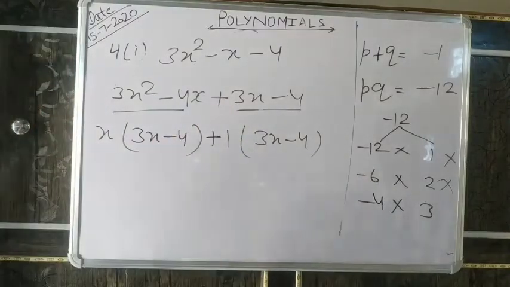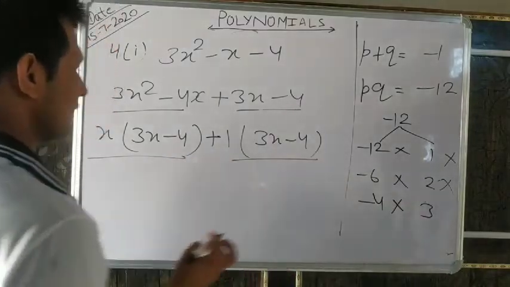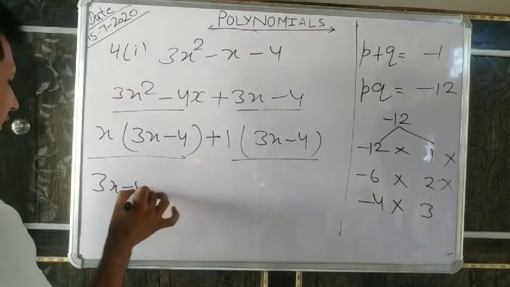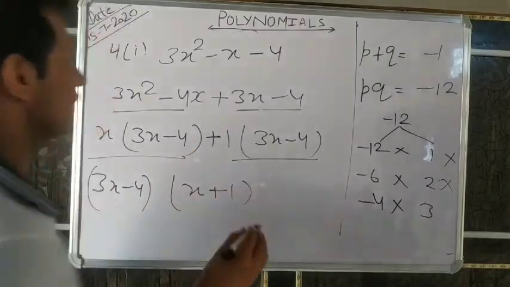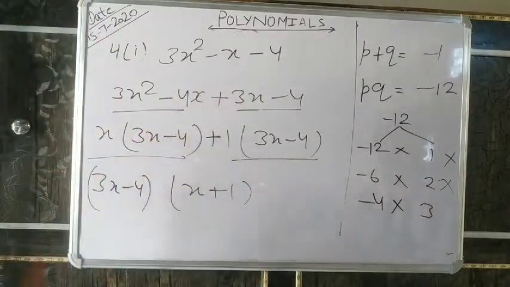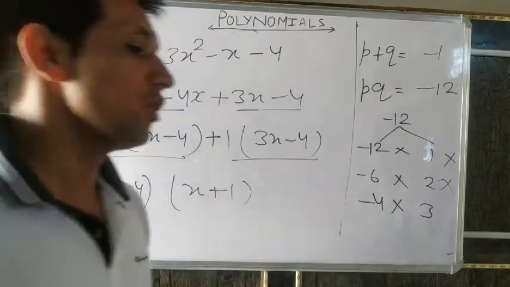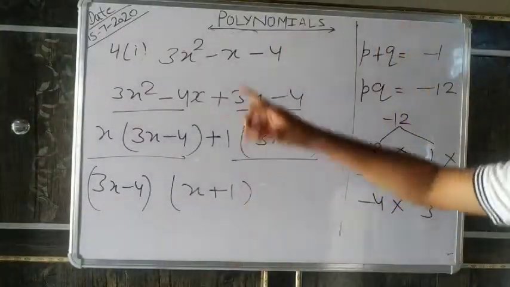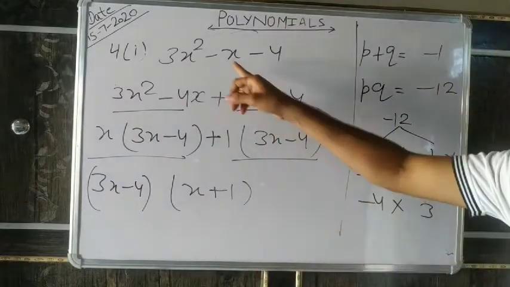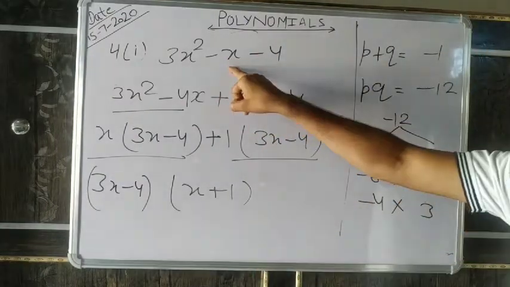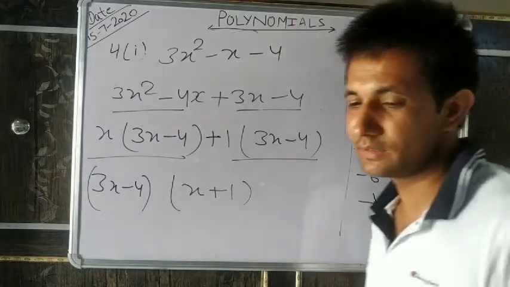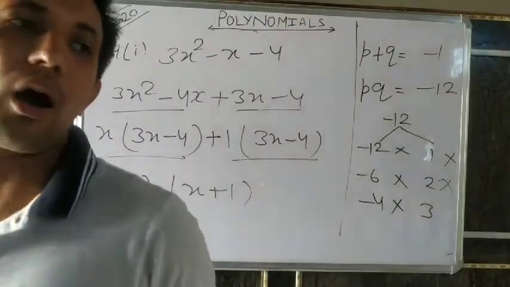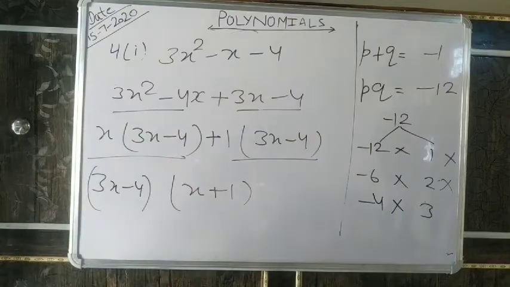Understand? Now, what is common from this one and this one? 3x minus 4. And take common x plus 1. So this quadratic polynomial is factorized. Understand? So we factorize by splitting the middle term: the sum of two numbers is the middle term and the product is the first and last term. So this is how to factorize the quadratic polynomial.